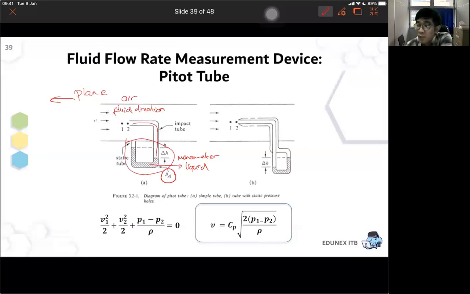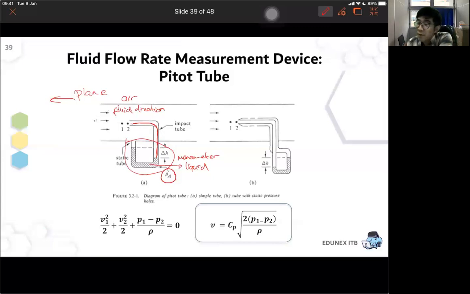So what happens when the plane is moving to the left and the air is moving to the right, then the air will go into the pitot tube, pressing the liquid inside the manometer until the liquid is in a static condition. That's why it's called the static tube. Okay, how does the pitot tube correlate to the flow rate?